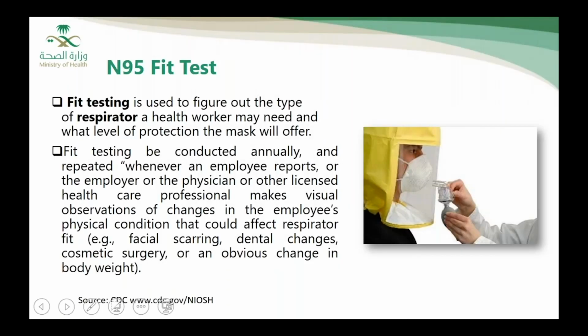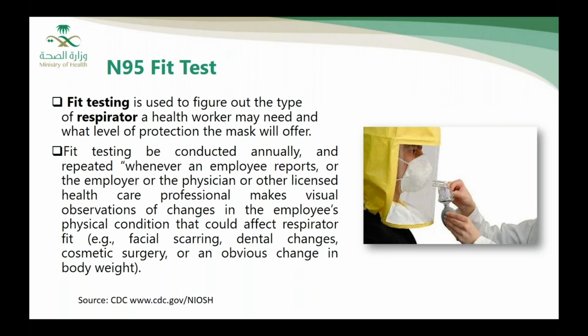N95 fit test. All healthcare workers should do a fit test for themselves to know which size of N95 fits them, to ensure their safety and to protect themselves. The fit test is used to figure out the type of respirator a healthcare worker may need and what level of protection the mask will offer them.